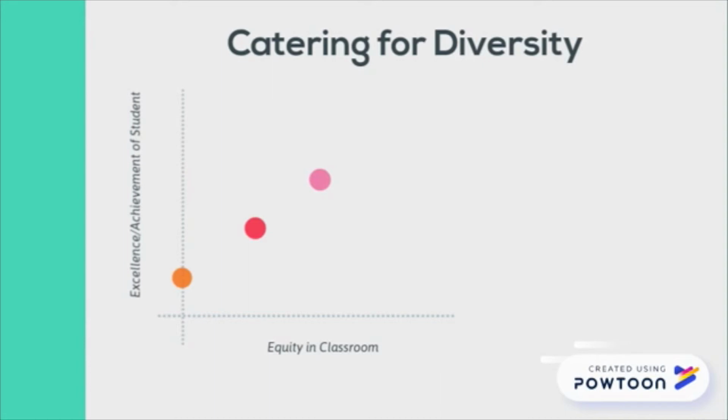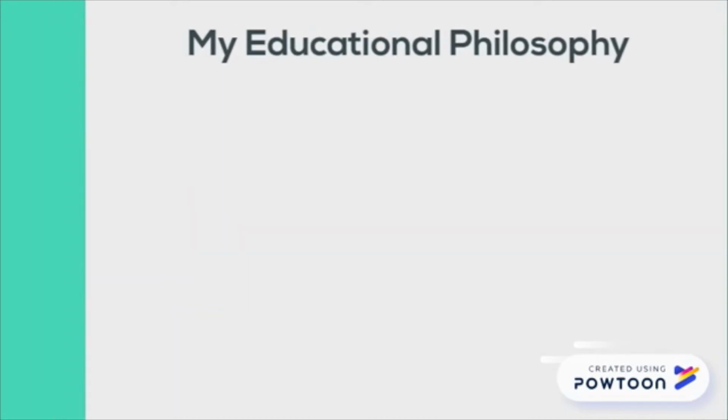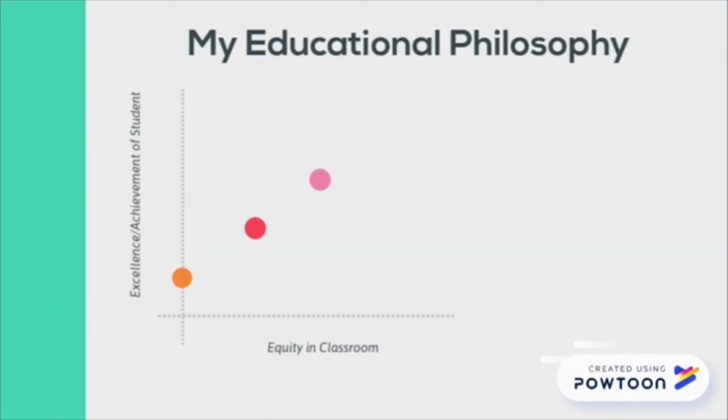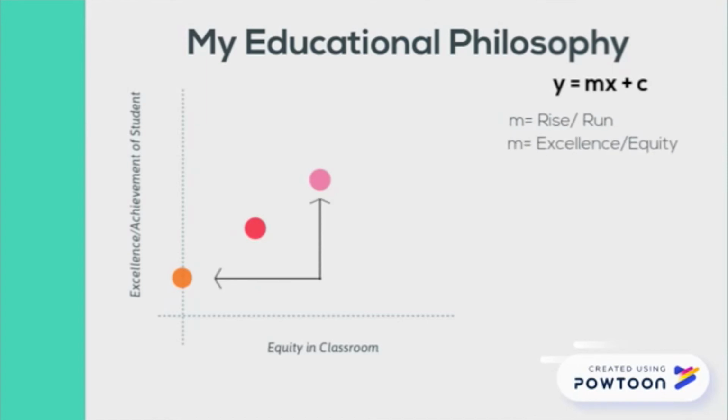Now, let's plot this last point and see what we've got. This point on relationships sits on the y-axis. This means it is our y-intercept, which is equal to c. If our journey with our students begins as a positive relationship, that is less distance we have to travel to achieve excellence. M is the gradient of our line, which is equal to rise over run. In this case, it is excellence over equity. This ratio allows me to understand the relationship between excellence and equity in terms of my application of the curriculum.